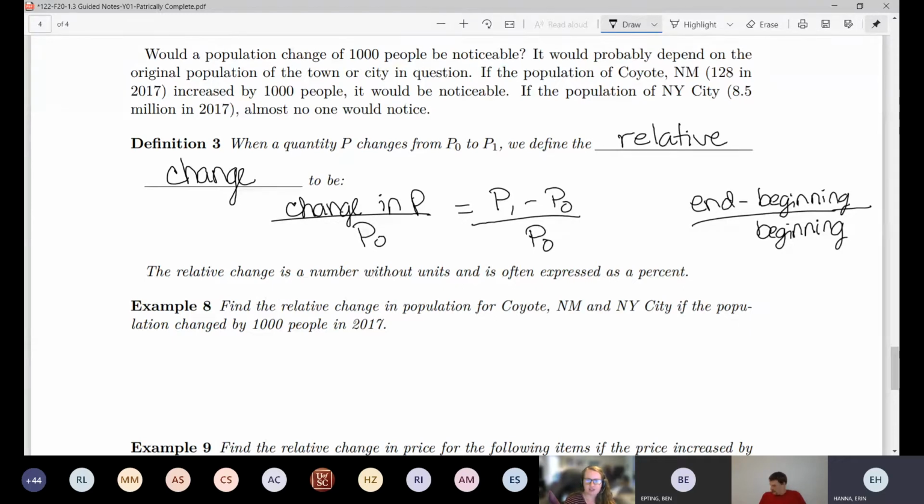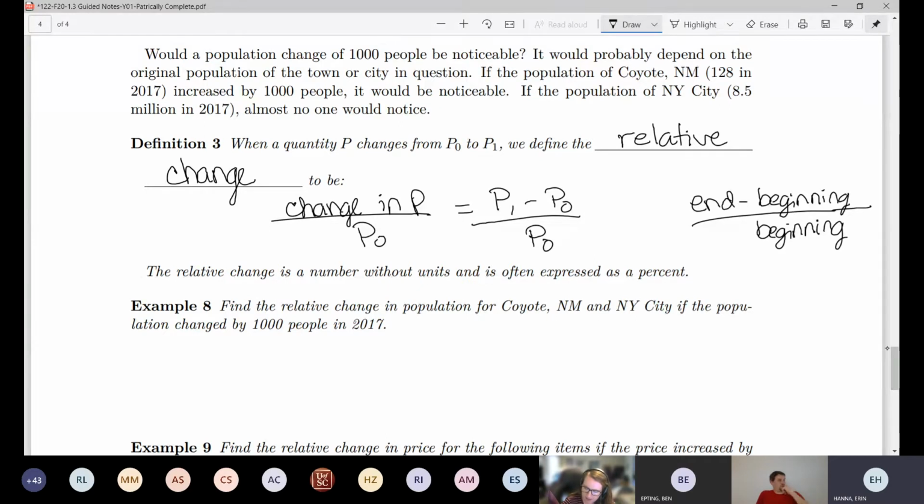Now note that relative change is a number without units, so that's super nice. We don't have to worry about units. And it's often expressed as a percent. Now, I've got to be careful with that phrasing. The thing we calculate is a decimal, and we usually then convert it to a percent. And especially in Wiley, you need to be careful of whether they're looking for the decimal versus the percent. If they're asking for the percent, it will usually say the word percent before the blank, or there will be a percent sign after the blank to tell you that they want the percent value, not the decimal value. But sometimes they do want the decimal value.